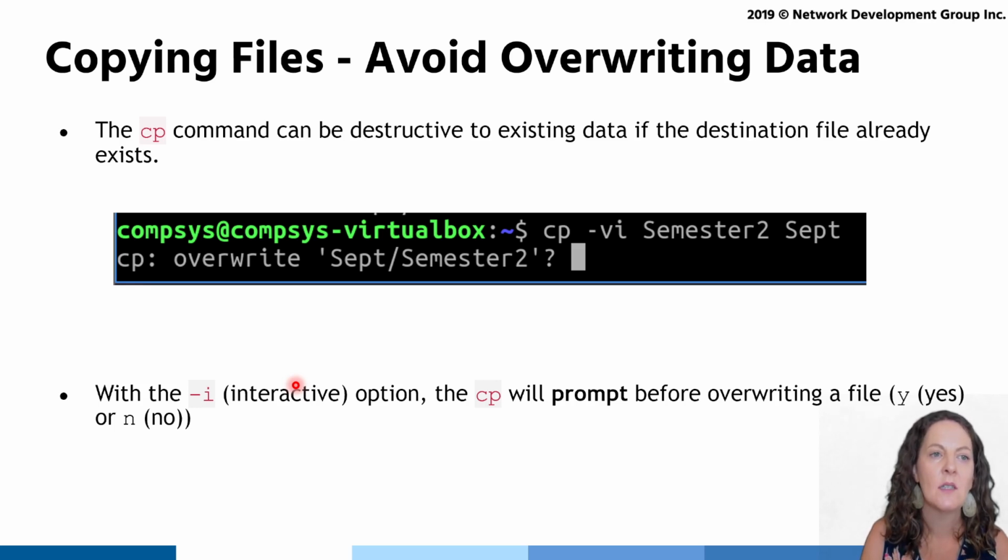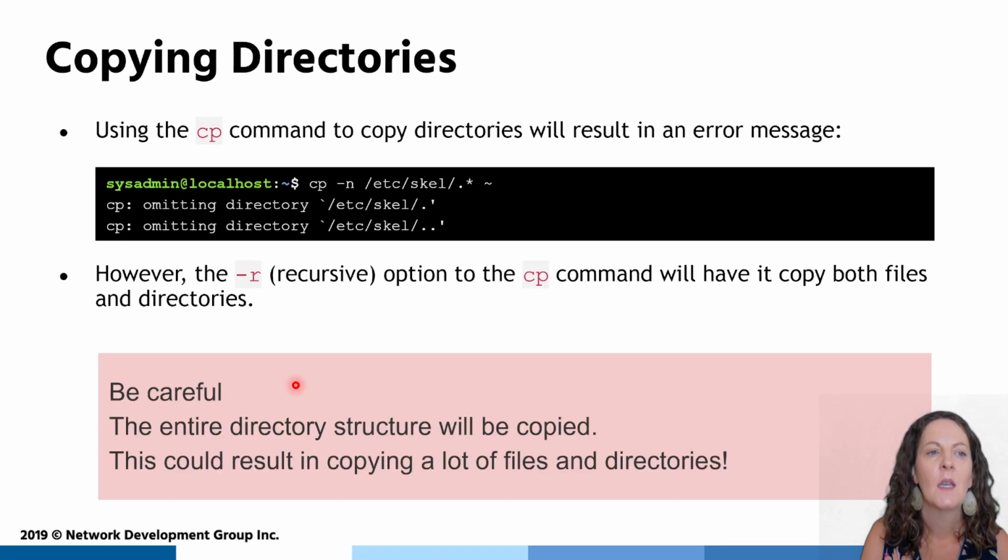To copy directories then, so the overwriting is your -I, your interactive option. If you want to copy directories, you can see using the copy command, if it's a directory, it'll tell you can't copy directories. You can force it to copy by using the -R, the recursive option. So that command will have it copy files and directories.